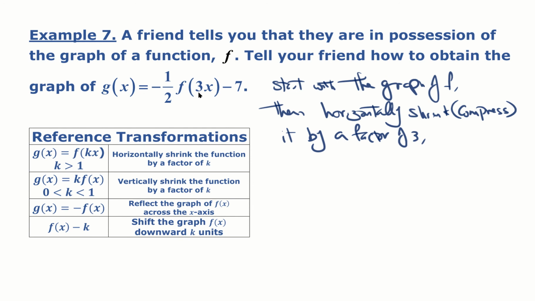We notice that there is a 1/2 here that's being multiplied by the function. So that brings us to this kind of transformation. When you have a value between 0 and 1 that gets multiplied by the output f of x, we know that that's going to be a vertical shrinkage. So we're going to also vertically shrink it by a factor of 1/2.